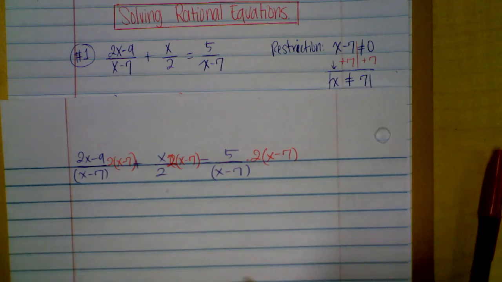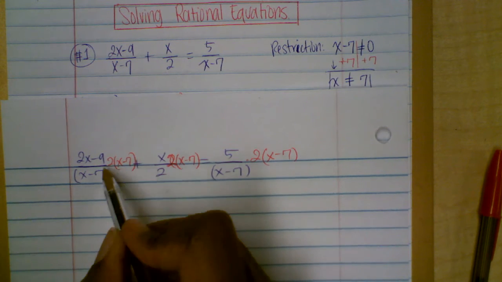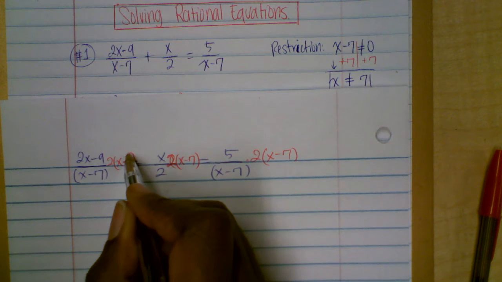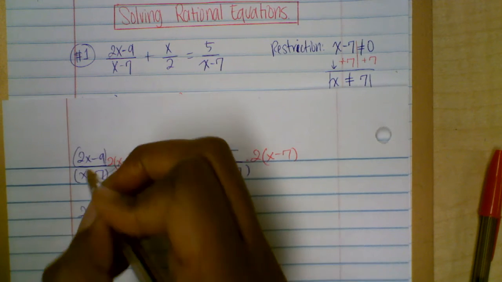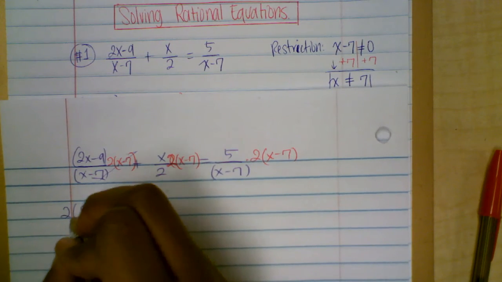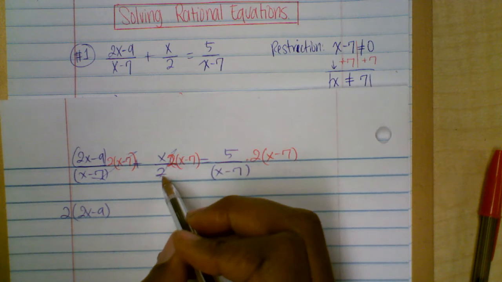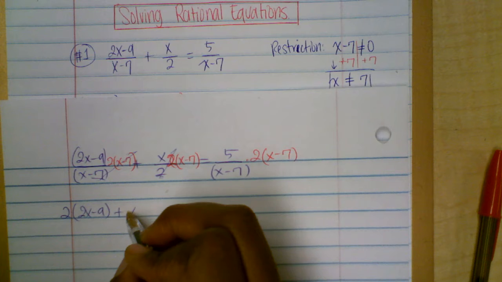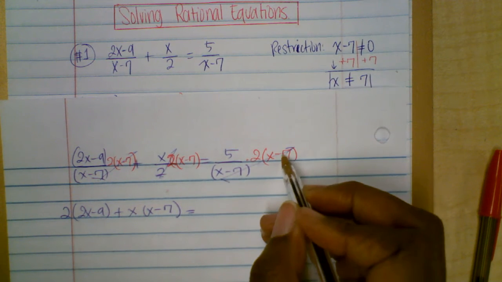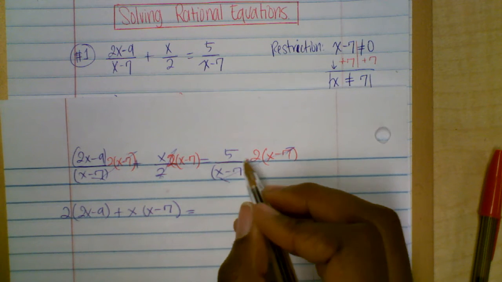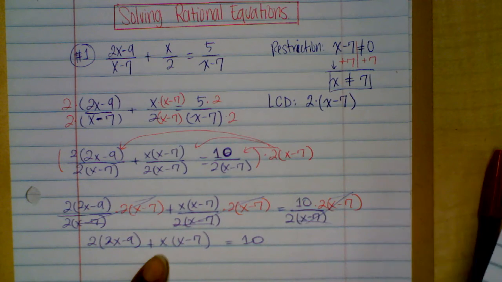Now, as you multiply each term by 2 times the factor x minus 7, you have to be careful here. The only factor that simplifies in the first term is x minus 7, so you're left with 2, let me put a parenthesis, 2x minus 9 times 2. Do you see that? And in the next term, the 2 only simplifies to 1. 2 divided by 2 is 1, so you're left with x times x minus 7. And in the last one, the factor x minus 7 simplifies, so you're left with 5 times 2, which is 10. Which is the exact same thing as we've done here.